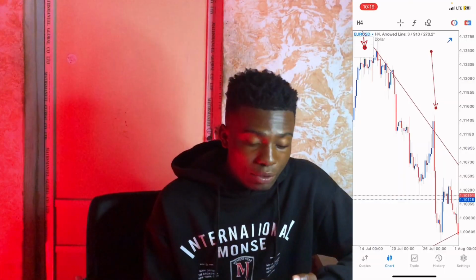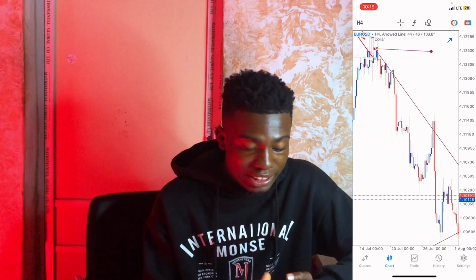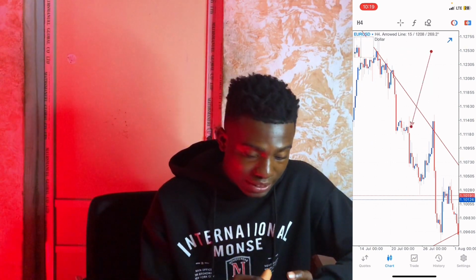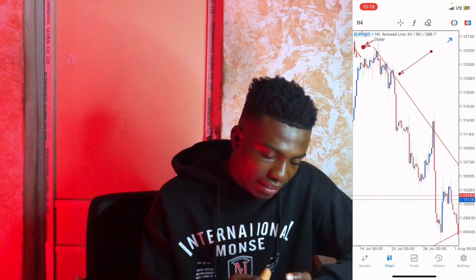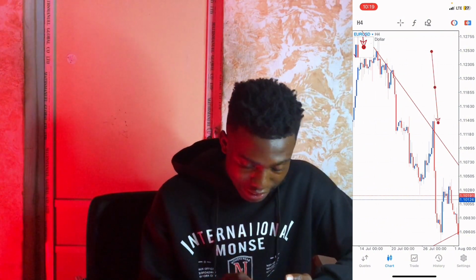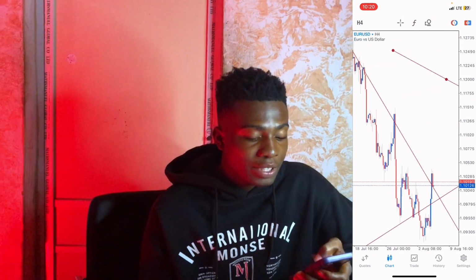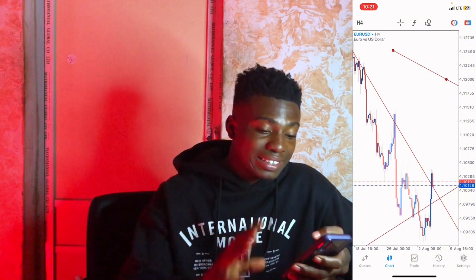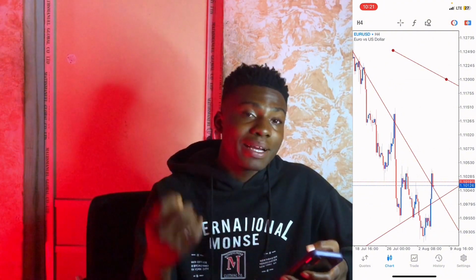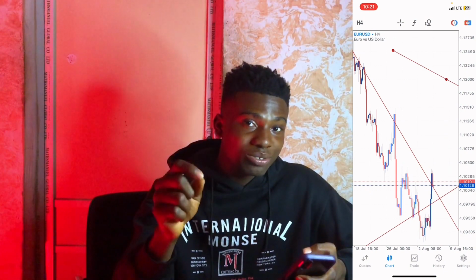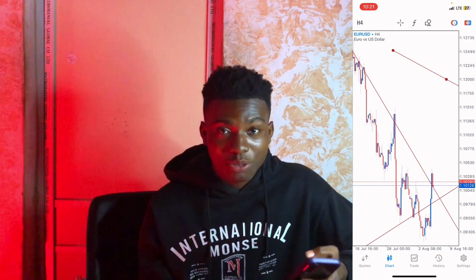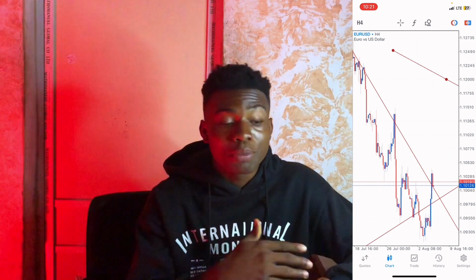Now, just as we've seen from the 4-hour time frame, whenever price touches this line, we could see a reaction to the downward side. You could see right here, right here, right here. At this point in the market, we don't know what might really happen, because the market is at a support zone in terms of an uptrend, and at a resistance zone in terms of a downtrend. So it's either the market goes up or the market goes down.